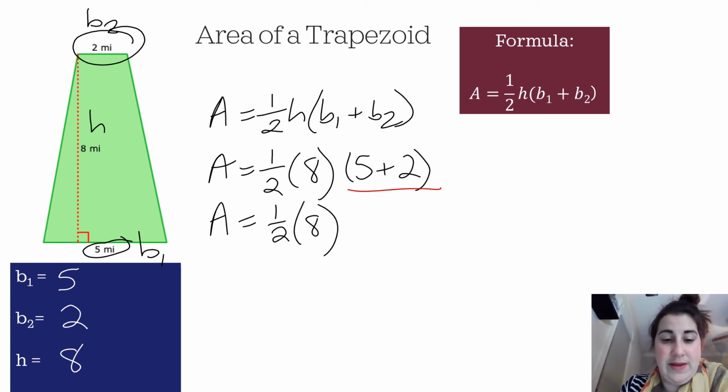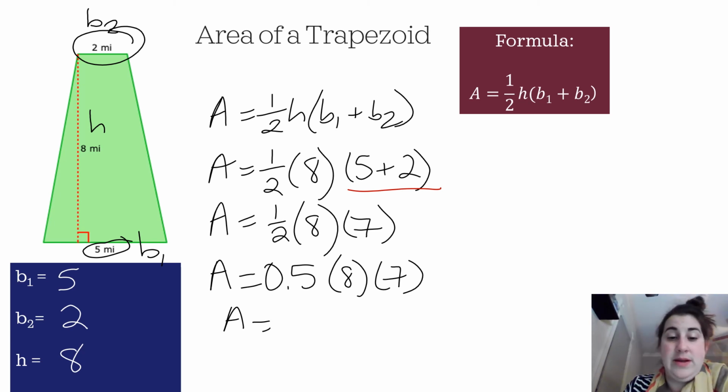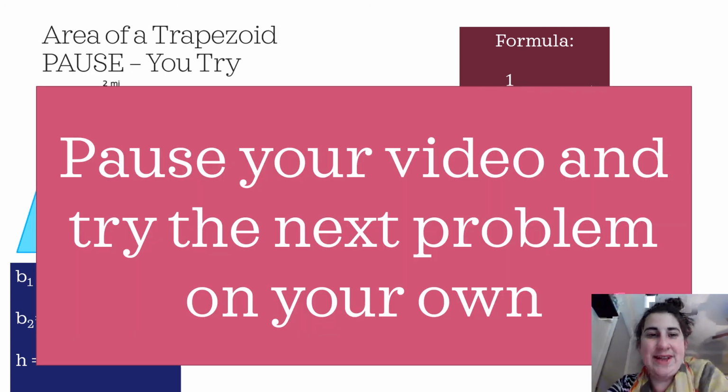So I'm going to add those, and I get 7. Now I can put this into the calculator as 0.5 times 8 times 7. And I get 0.5 times 8 is 4, times 7 is 28 miles squared. Okay, let's try another one.